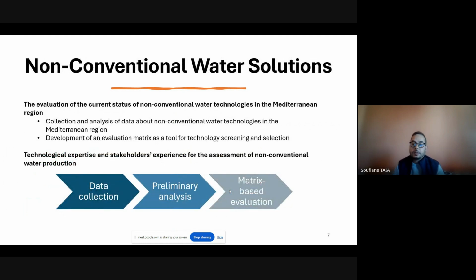So let's start with the non-conventional water solutions. We first evaluated the current state of our non-conventional water resources in those regions. In this step, we collected and analyzed data on those technologies, and we developed an evaluation matrix for screening and selection, incorporating the technological expertise and the experience of stakeholders in our analysis.